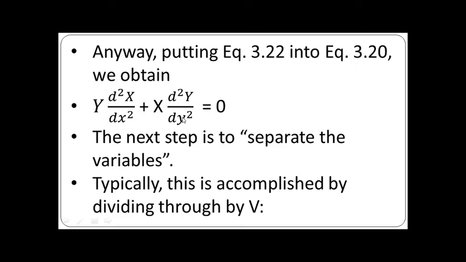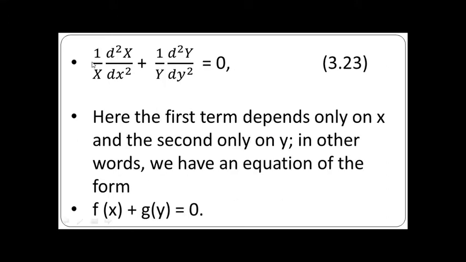Now, we are going to separate the variables. That means we divide both the terms by V equal to XY. The first term, when divided by XY, Y is cancelled out and 1 upon capital X remains. Again here, X upon XY, X is cancelled out and 1 upon capital Y remains. So the equation reduces to: 1 upon capital X, d square capital X upon dx square plus 1 upon capital Y, d square capital Y upon dy square, equal to 0.